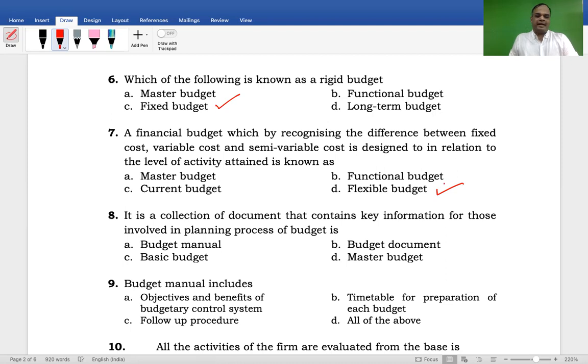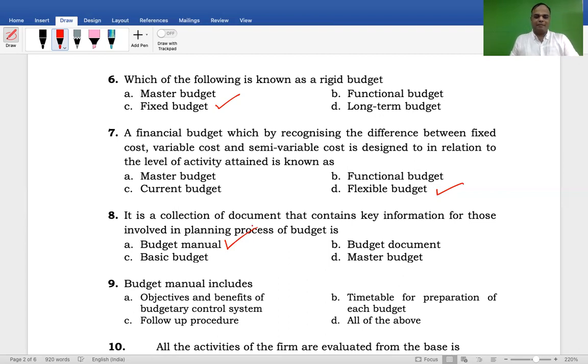Okay. Next, it's a collection of documents that contain key information for those involved in the planning process of budget. Key information with respect to the planning process. Comes under budget manual, budget document, basic budget, master budget. What is the answer? Budget manual.